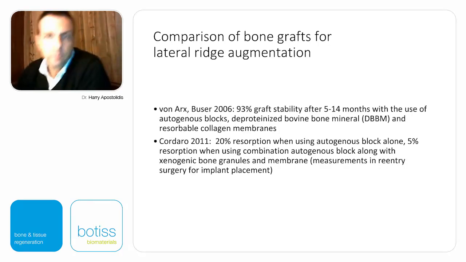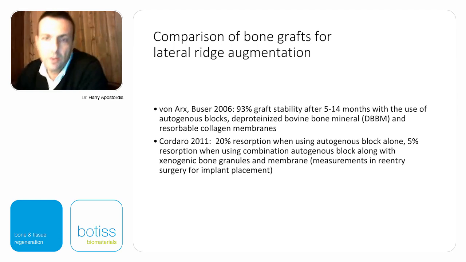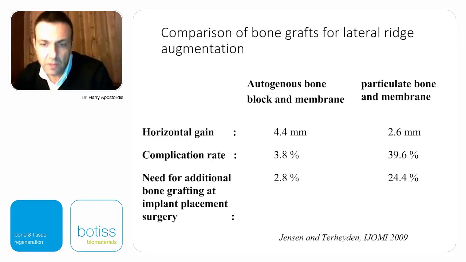granules. These are two very nice articles that show only 5 to 7% resorption rate after 5 to 14 months, or at implant placement re-entry surgery, if we combine, as we said, autogenous block with xenograft granules and GBR membranes. Very, very nice article. Whoever is interested: Jensen and Terheyden, International Journal of Oral and Maxillofacial Implants, 2009.